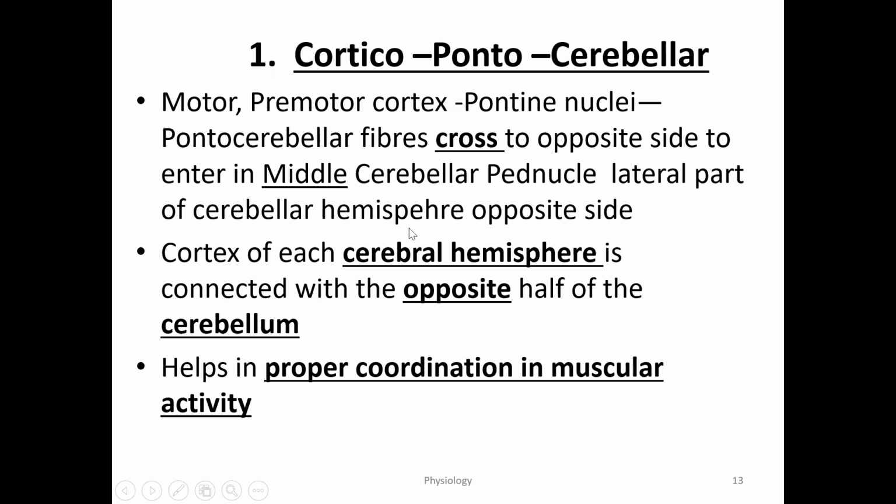As in the last lecture, we have seen what the intermediate zone is, what the lateral zone of the cerebellar hemisphere is, and what the function of the lateral zone is. It is helpful for proper coordination in muscular activity. Coordination is very important during any type of skill, for example playing a piano, writing, or driving. At that time muscular coordination is very important, and this is done by the corticopontocerebellar tract.